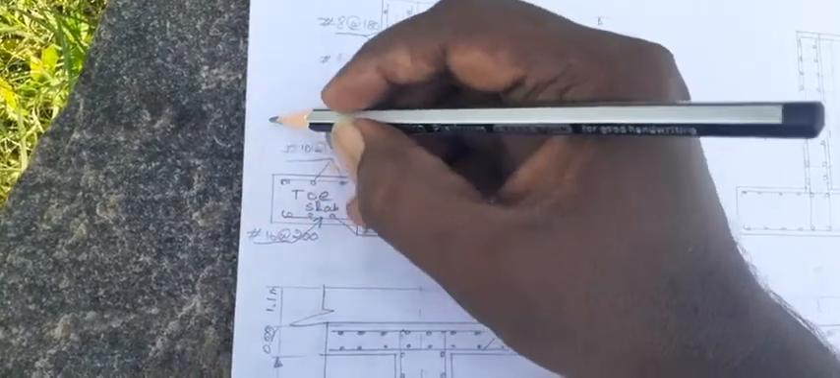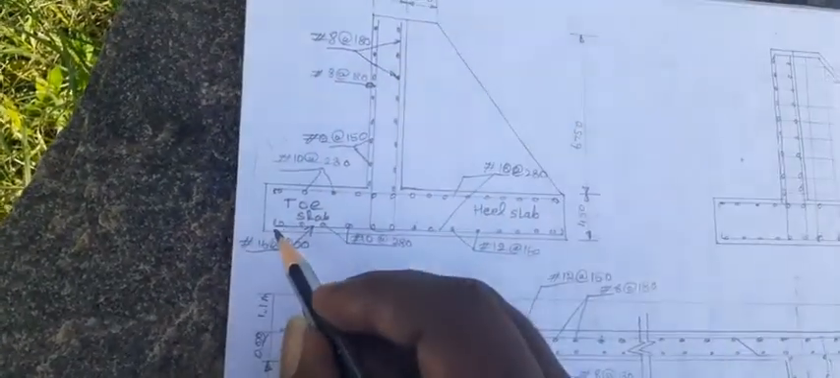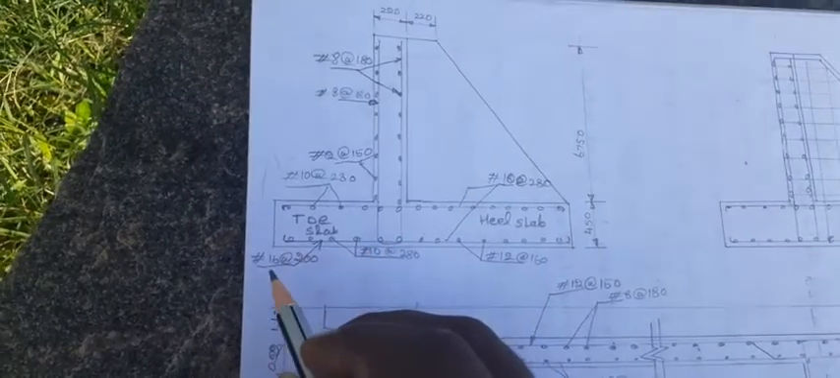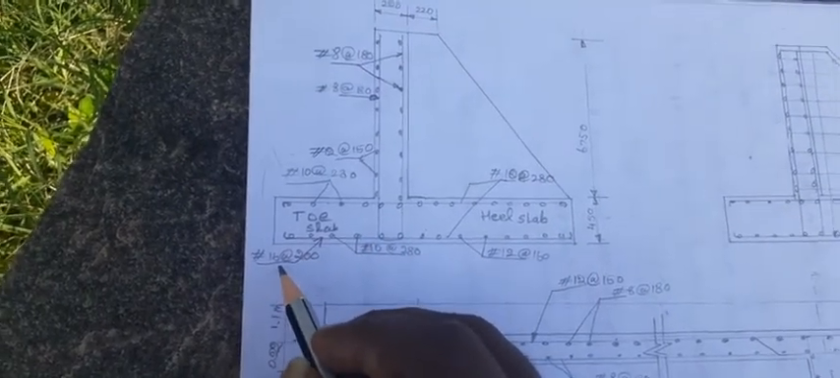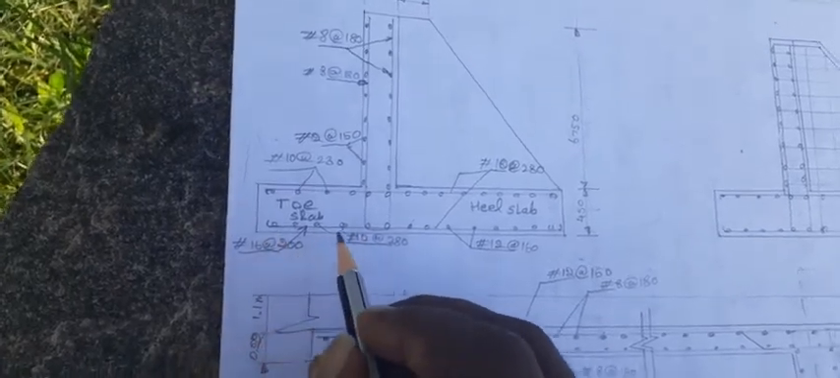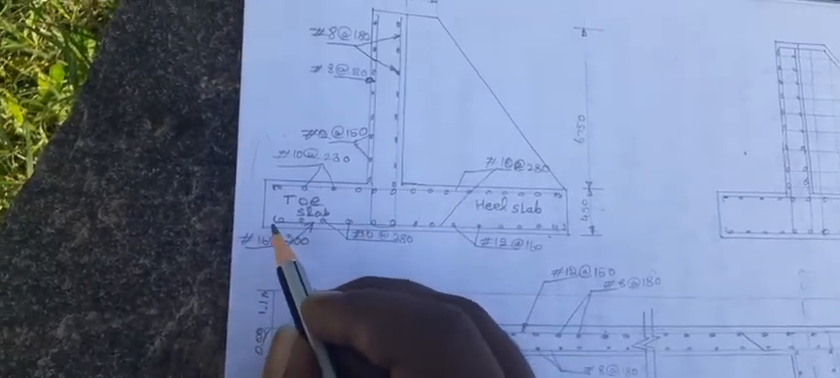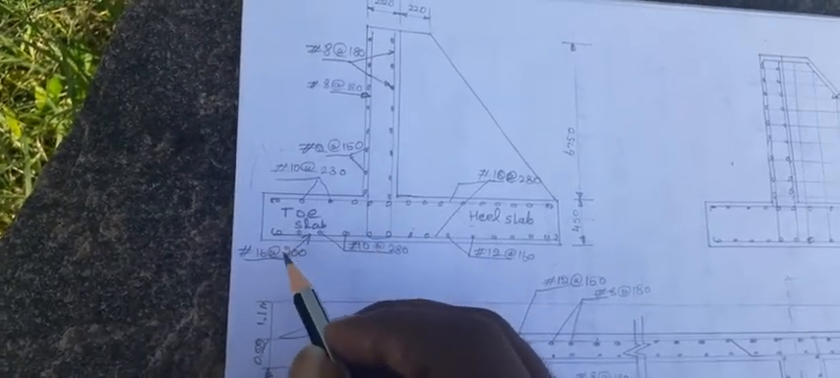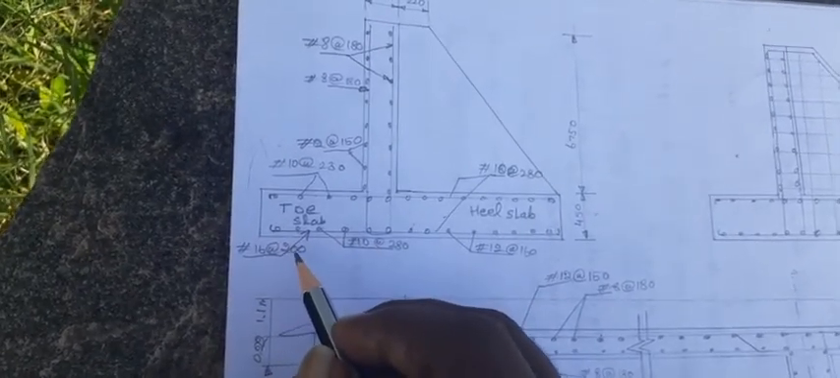So these faces will come to the upper direction. So the tension face is the bottom face. The bottom face has 16 mm diameter bars at 200 mm center to center, as this line. The line shows the main reinforcement. The dotted points show the distributor. So the main reinforcement is provided at 16 mm, 200 mm center to center.